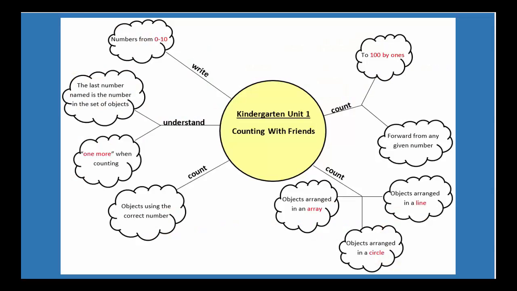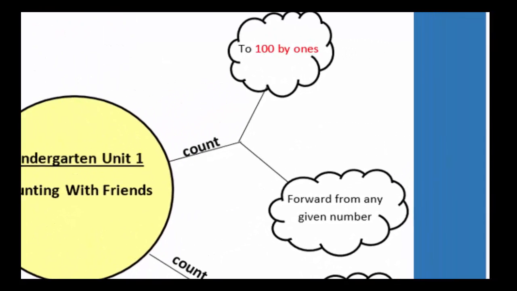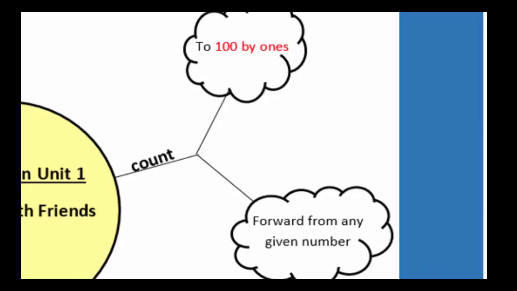In this unit, students will count, write numbers 0 through 10, represent sets of objects, and understand about numbers as they count. Students will count to 100 by ones. They will also count forward from any given number.